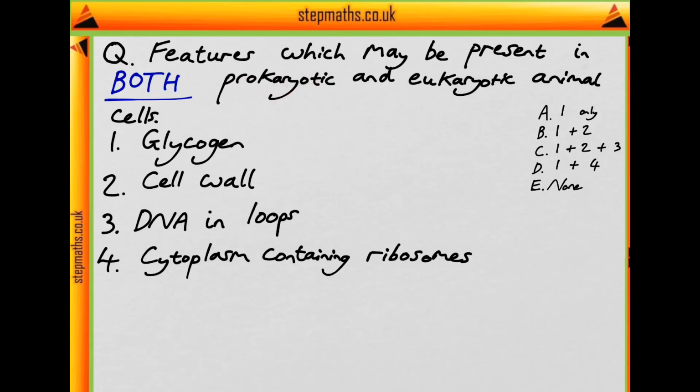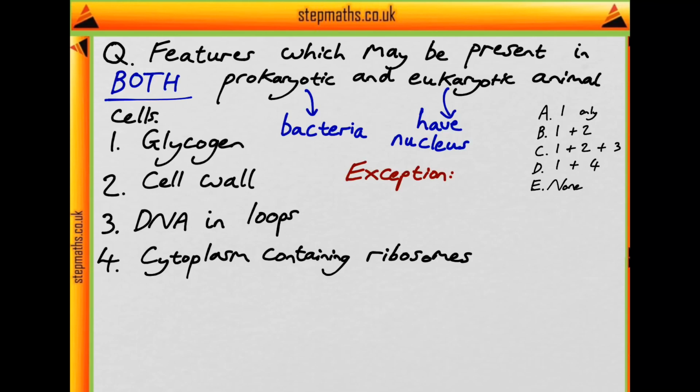Prokaryotic, what does this mean? Prokaryotic cells are bacteria. They're the exact same thing. And eukaryotic cells are cells which have a nucleus. Examples of eukaryotic cells are animal cells, plant cells, and fungi cells. There are some exceptions of eukaryotic cells which don't have nuclei. Can you think of a well-known exception? The erythrocyte, or red blood cell.